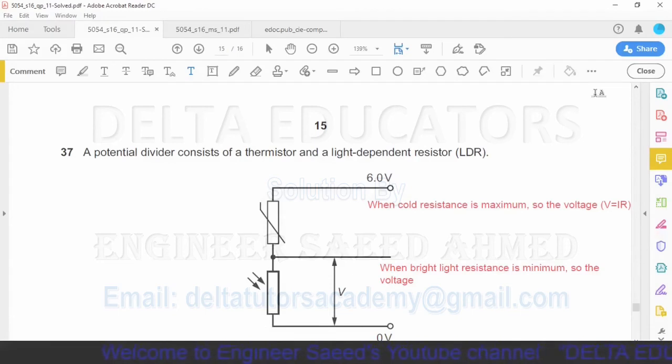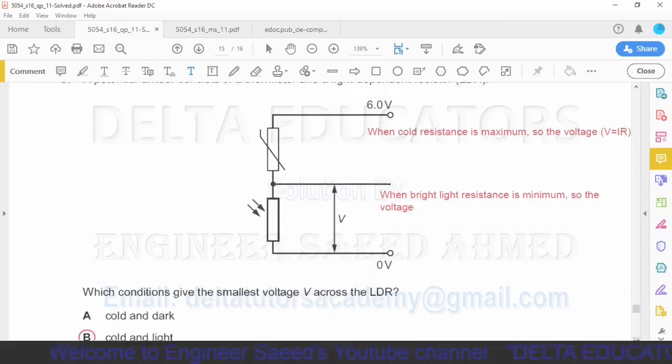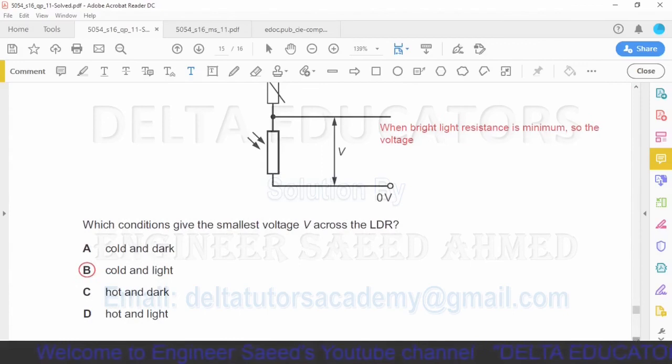Question number 37. A potential divider consists of a thermistor and a light dependent resistor, LDR. Which conditions give the smallest voltage V across the LDR? Option A, cold and dark. Option B, cold and light. Option C, hot and dark. Option D, hot and light.